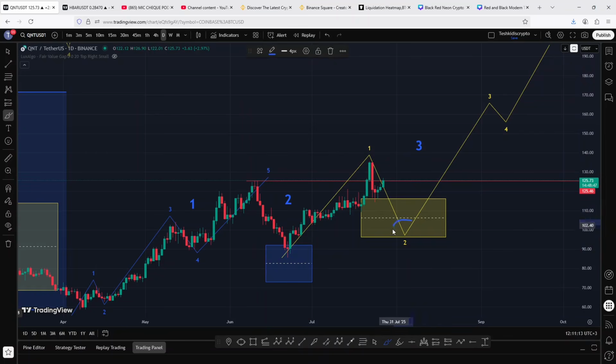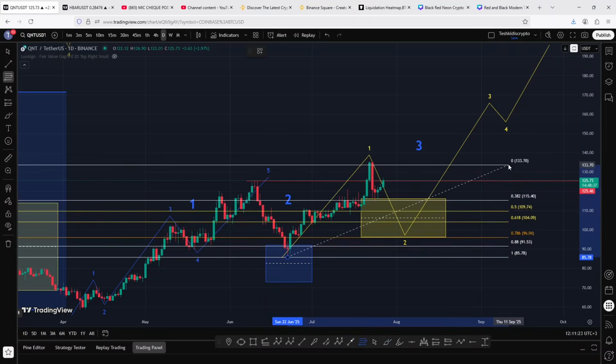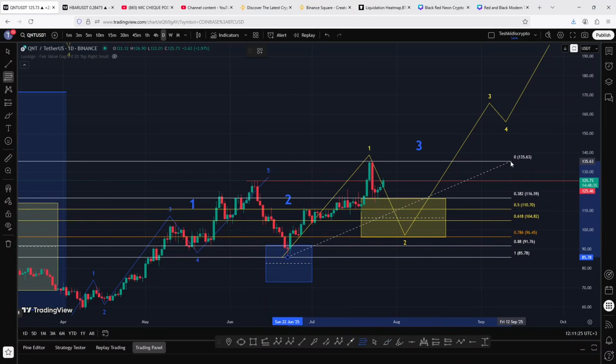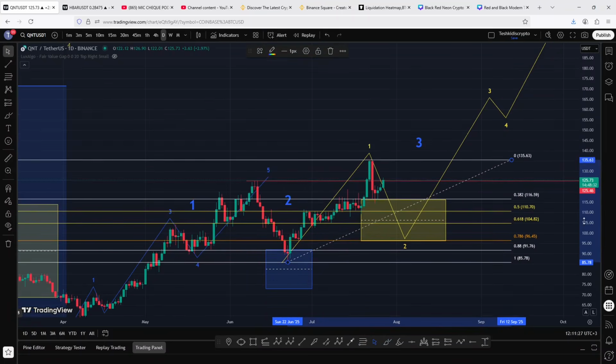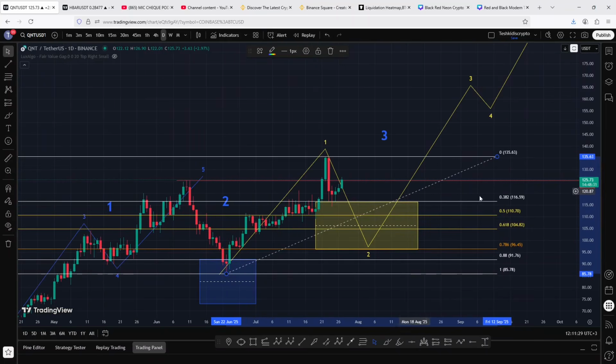And having peaked impulsively in the formation of that first wave, I have been expecting a bit of a short-term pullback in the formation of a second wave, whose minimum target areas can be given by connecting the Fibonacci from the lows we made in the formation of that first wave to the highs we made in the formation of that wave 1. The area that you need to pay attention to lies between the fib level 0.382 and the 0.786, and that is between the 116.59 and the 96.45 USDT mark, which is that yellow target area.